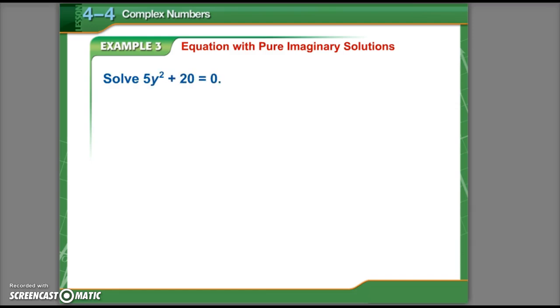Okay, for example 3, we're going to be looking at an equation that has purely imaginary solutions. So we need to solve an equation, and when we solve it, we're basically going to get a square root that has a negative number inside the square root.